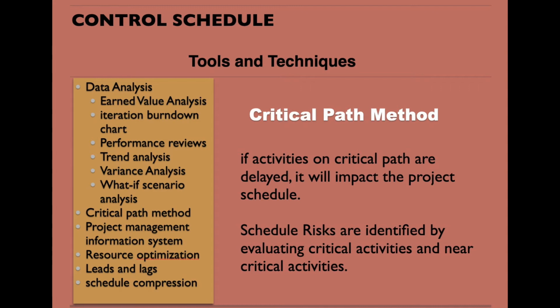Critical path method. We have explained in our previous lecture about critical path method. The longest path in a schedule is the critical path. So if any activity on the critical path is delayed, it will impact the project schedule. The whole project duration will be prolonged. So for example, if one activity is delayed for 5 days and that activity is on the critical path, our project will be delayed for 5 days.